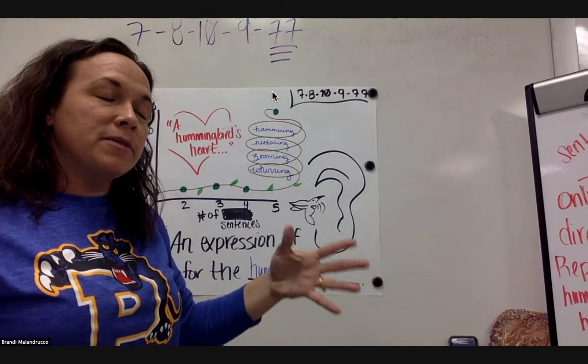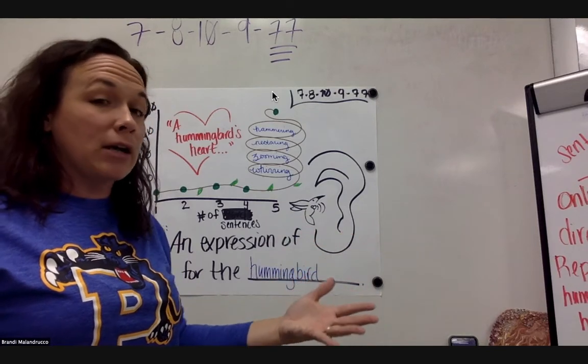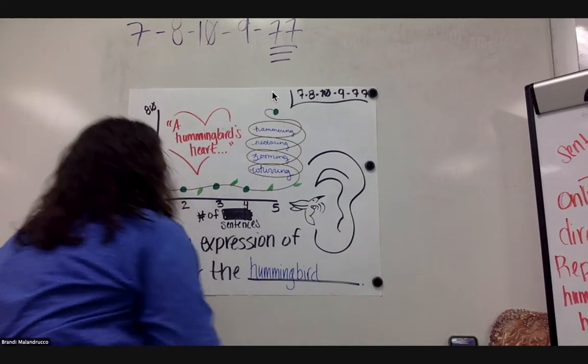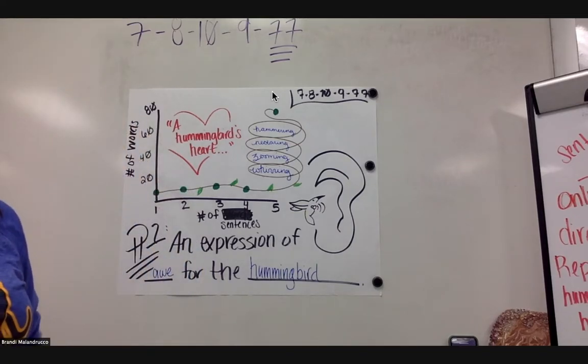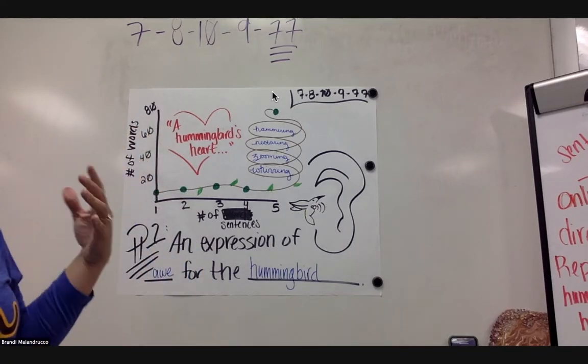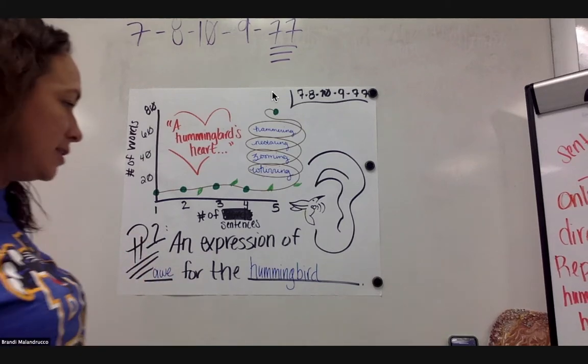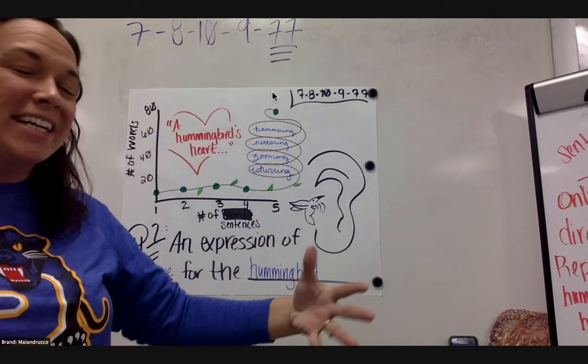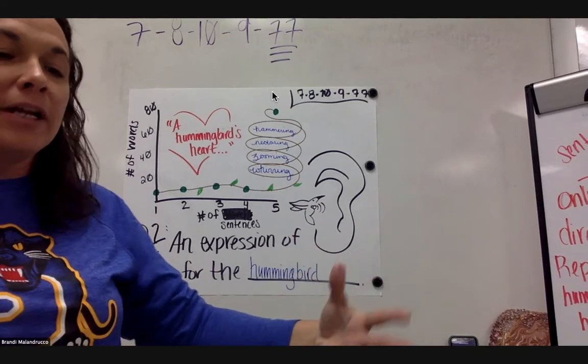So when I went and looked up synonyms for the word wow, one of the synonyms was awe, and I loved that. An expression of awe for the hummingbird. Oh wow, this is crazy. This little bird can do all of this. It's an amazing thing. There's really 300 species of it. There's 300 different kinds of this one kind of bird. It's amazing.